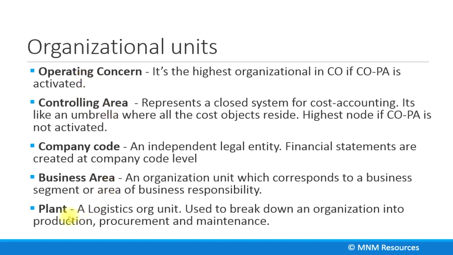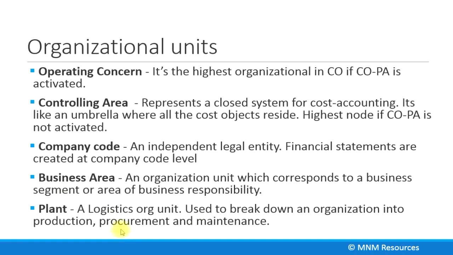Then you have the plant. Plant is related to the logistics module, more with the MM module, that is the materials management module. It is used to break down an organization into production, procurement and maintenance, because plant-wise you will have different productions. In plant A you will be manufacturing, for example, soaps. In plant B you will be manufacturing, for example, shampoo. Plant C you will be manufacturing maybe detergents and so on. So you can have different types of plants for different types of productions.